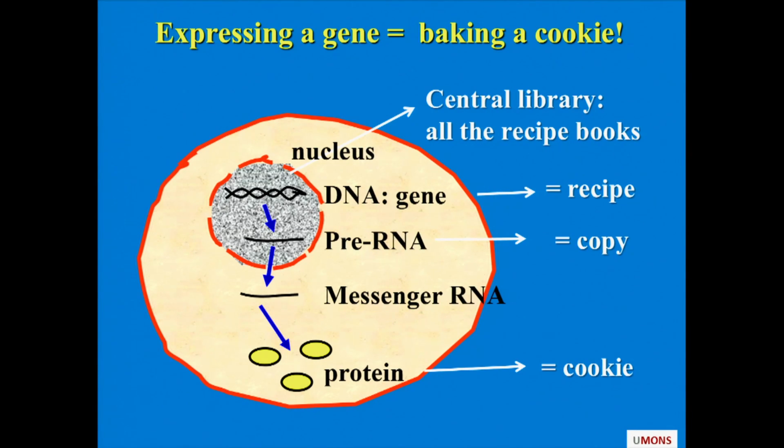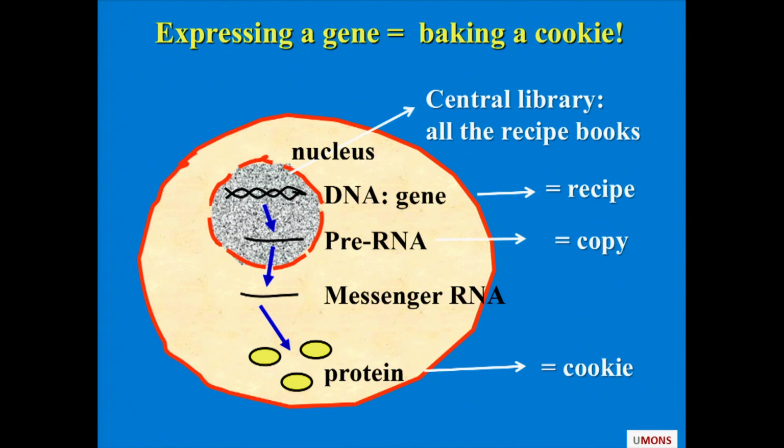The gene is the recipe to make a cookie. So where is this recipe? It's located on the chromosomes, because the chromosomes are made of DNA and the gene is a segment of DNA. And the nucleus is like a central library. There you have all the books with all the recipes to make all the proteins in your body. But, like in some libraries where you have a very strict control on book transport, the DNA is not allowed outside of the nucleus. So all the recipe books have to stay in the nucleus.